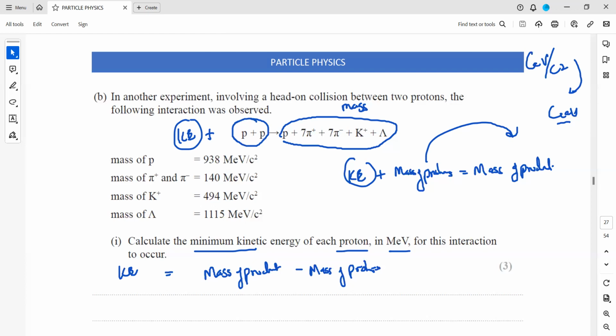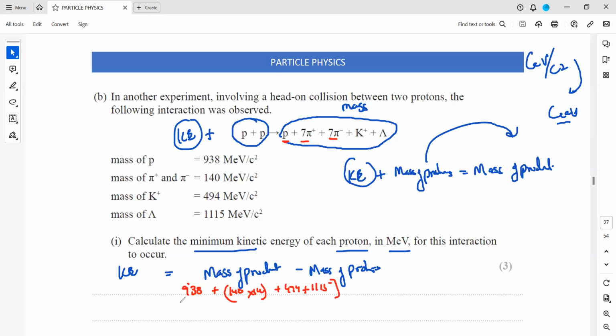So the mass of the product, what is the total mass of the product? When you check, in the product we have one proton, so 938 plus the mass of a pion, which is the same for pi positive and negative, which is 140. And how many of them are produced? 7 and 7, so that makes 14. So we multiply this by 14, plus the mass of a kaon, which is 494, plus the mass of a lambda particle, which is 1115.